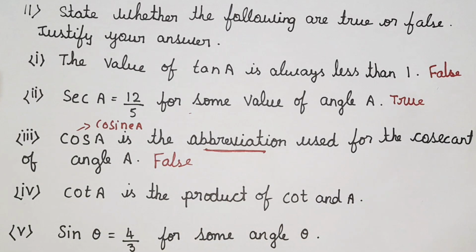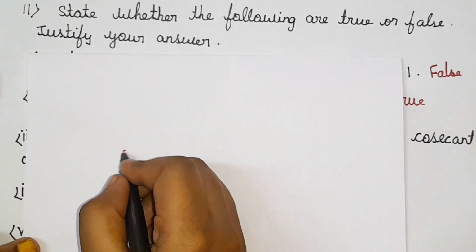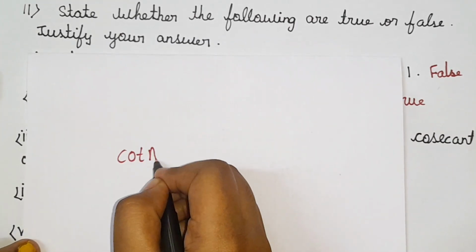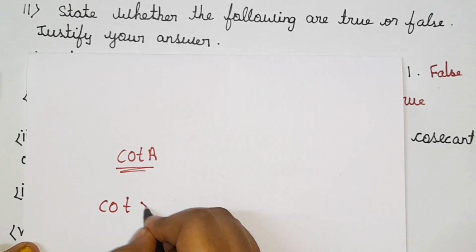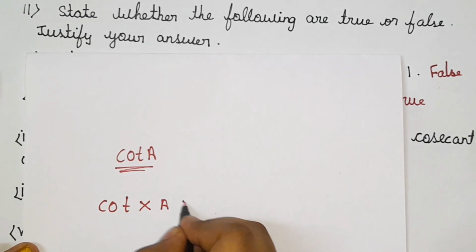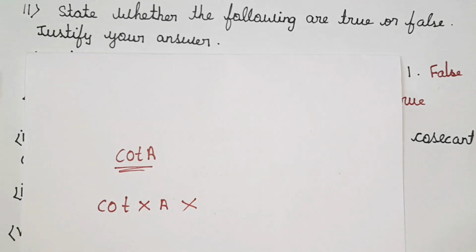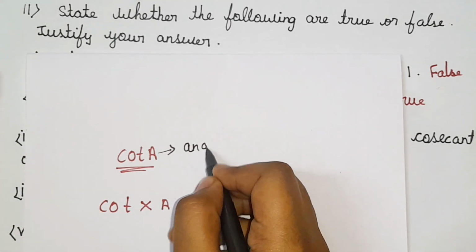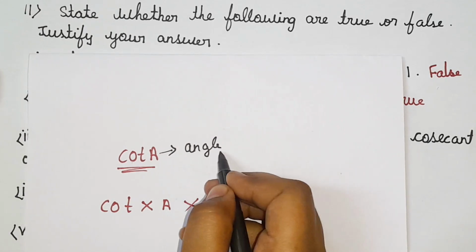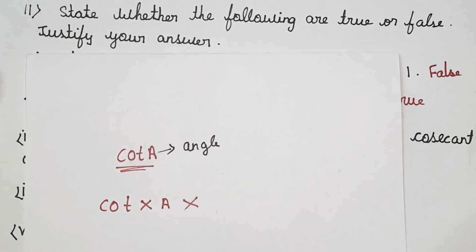Alright guys, the next subdivision is the fourth subdivision: cot A is the product of cot and A. So here I will write it. We have cot A. Is this in the form of cot into A? No guys, it is not. The A is representing the angle. Just because they are representing the angle, they are not multiplying. They are attached together.